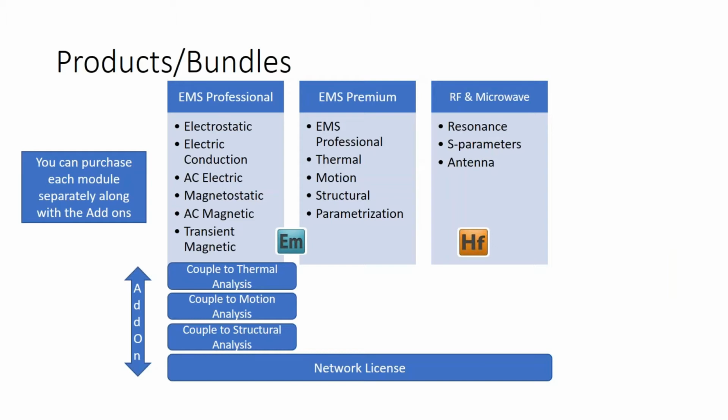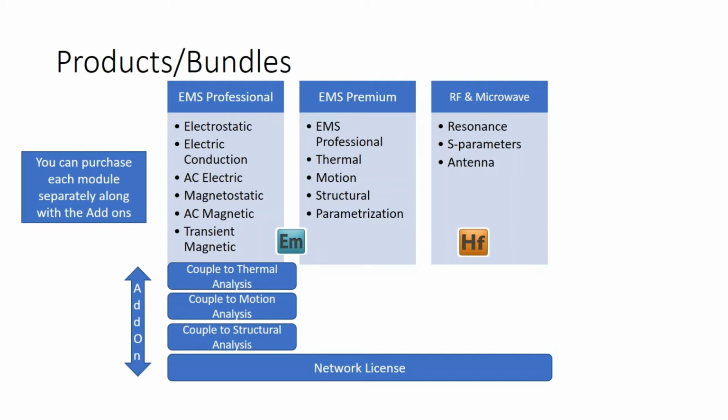Now, one can take a look at the products and bundles that are offered. Now let's focus on the EMS product. That's the low frequency product, and the product where we will focus our attention today for this webinar. We have 6 different types of solver capabilities in EMS. Those are the electric modules, which comprise electrostatic, electric conduction, and AC electric, and also the magnetic modules such as magnetostatic, AC magnetic, and transient magnetic.